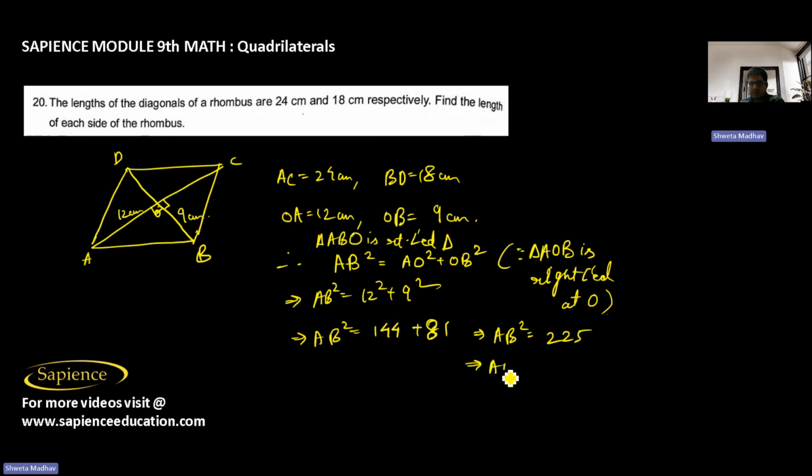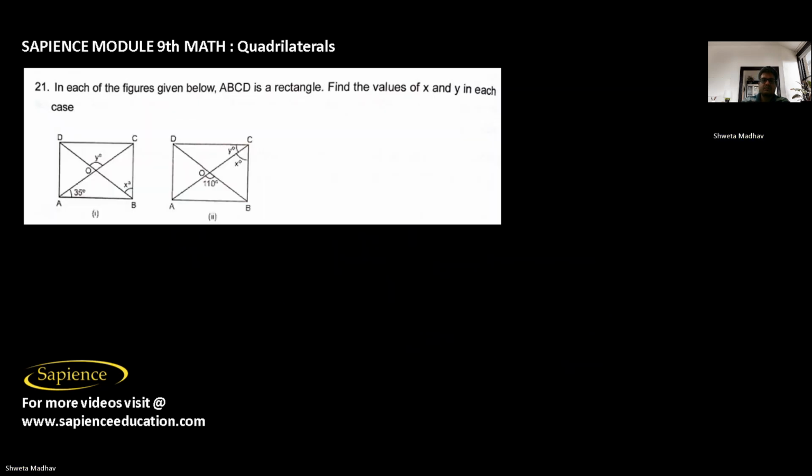So AB square is equal to 15 square. 15 square is 225, so AB will be equal to 15. So the length of each side of this rhombus is 15 centimeter. Then in question number 21, it is asked: in each of the figures given below, ABCD is a rectangle. Find the values of x and y in each case.